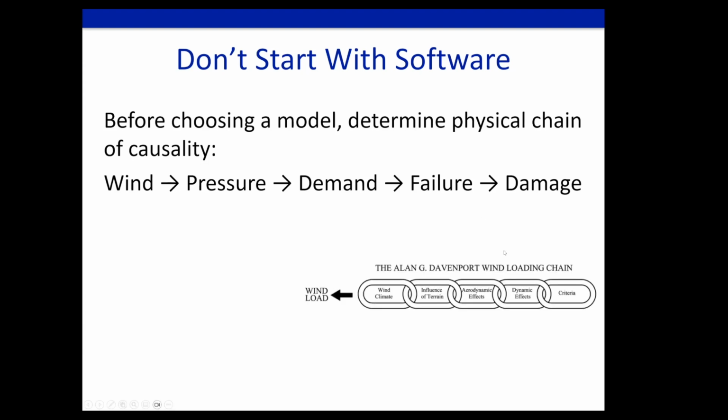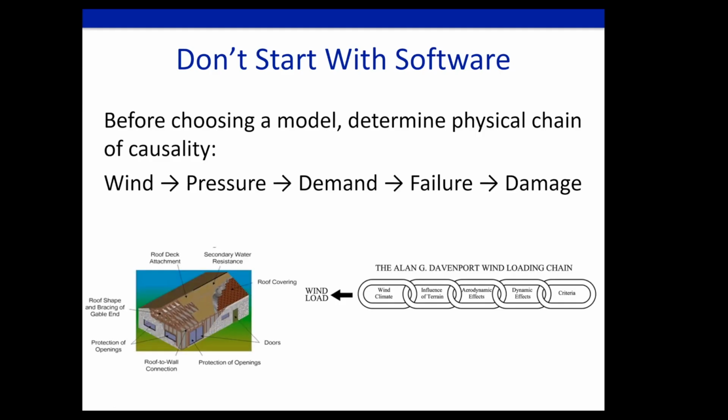But for the wind folks, this is the classic Allen G. Davenport wind loading chain. And this defines from right to left the wind and the pressure and the demand. And then the last two, the failure and the damage, are then going to be defined by the way that building is put together, right? Understanding all of those components is pretty darn important before I decide on a model or the number of models that have to interact with each other.